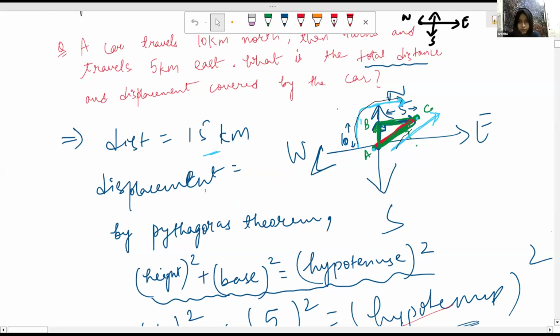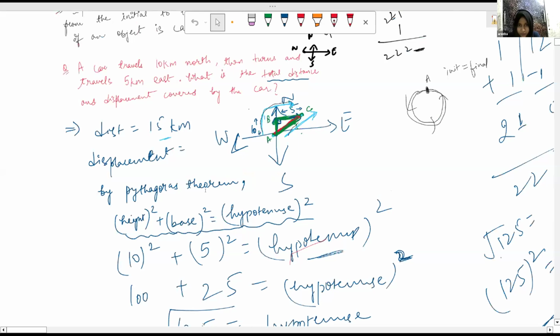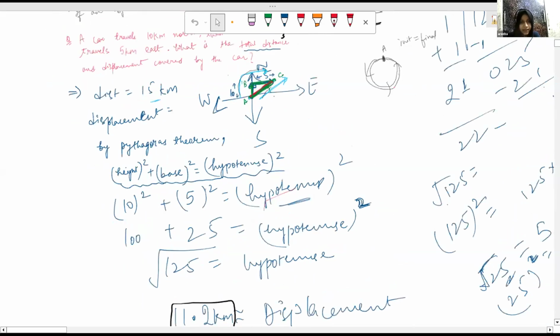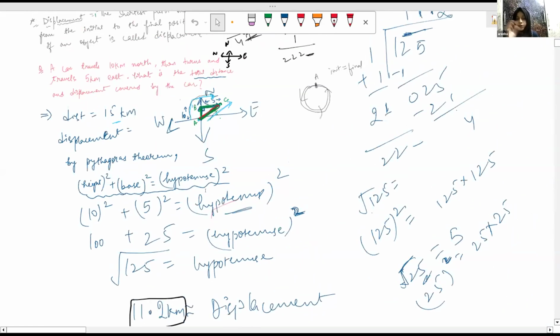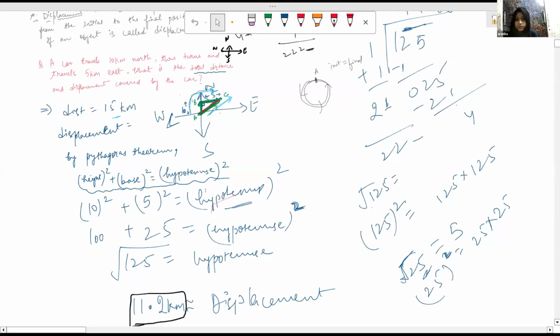So I would like you to take the screenshot of it because class time is about to end. Are you maintaining notes for motion? This is now a part of your syllabus. So understood this approach? Yes. After this I took its root, which is coming out as 11.2 kilometers. Hence the displacement.